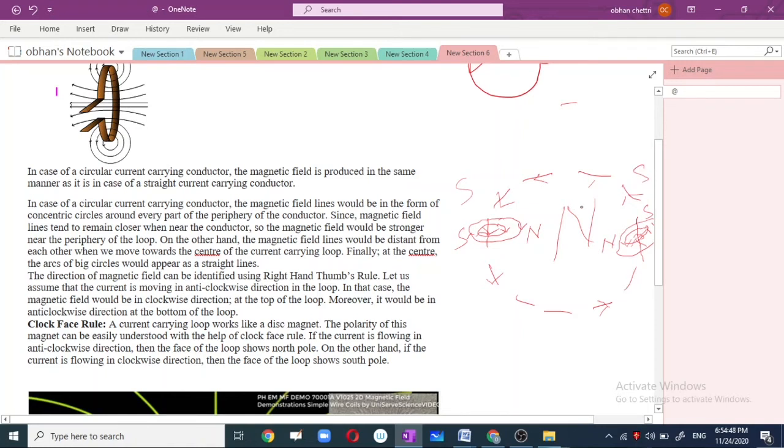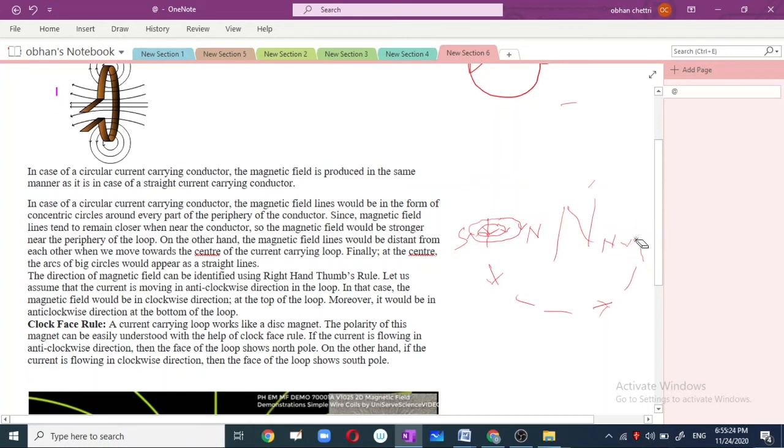So inside the face it is the north pole. This is the clock face rule. So what is the condition? When the current is flowing in a closed circular loop in the anti-clockwise direction, then on the face of the circular loop, the north pole is formed. If you are clear about this, let me make it simpler. This is the actual theory to understand the face rule.